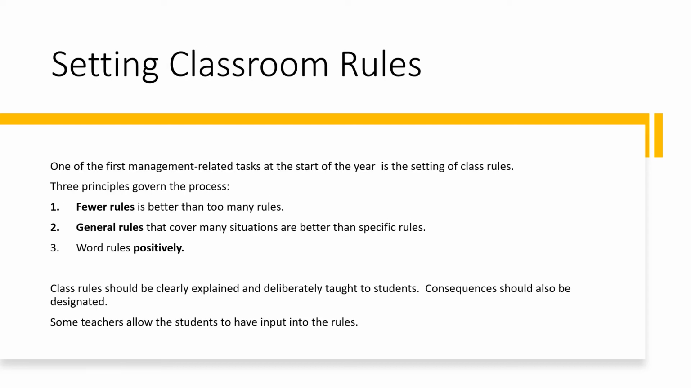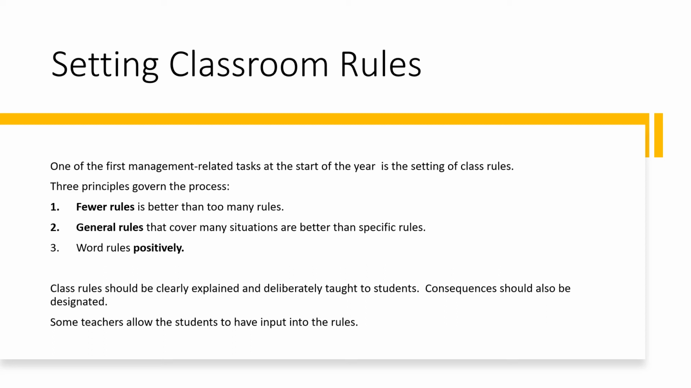There are some rules about classroom rules. 3 principles govern the process of coming up with classroom rules. Number 1 is fewer rules is better than too many rules. Now you might think you should have a rule to cover every situation. However, I've seen teachers with 25 rules and the students can't remember all the rules. You can never cover every situation. You can, however, come up with general rules that cover many situations.